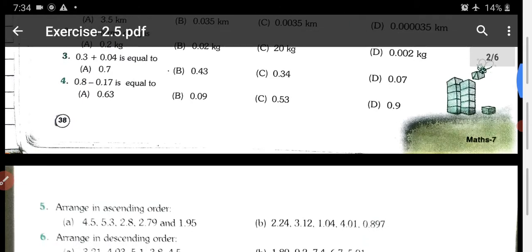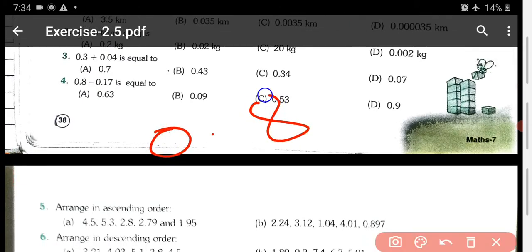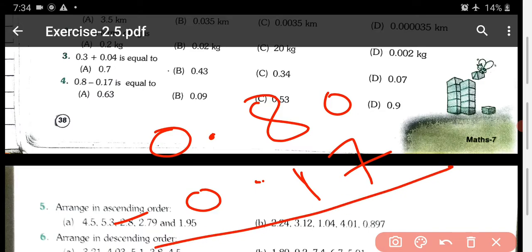0.8 minus, right here, 0.8 minus 0.17. So the decimal becomes just over the decimal. Now you have to increase 0 from your side to make it balance. Now 10 minus 7 you get here 3, here becomes 7, 7 minus 1 you get here 6, here 0. Your answer is 0.63. So option number A is correct.